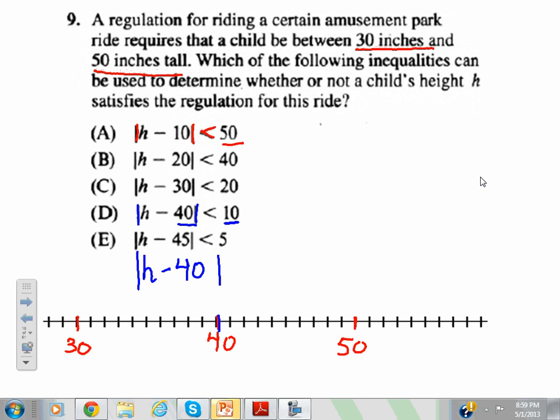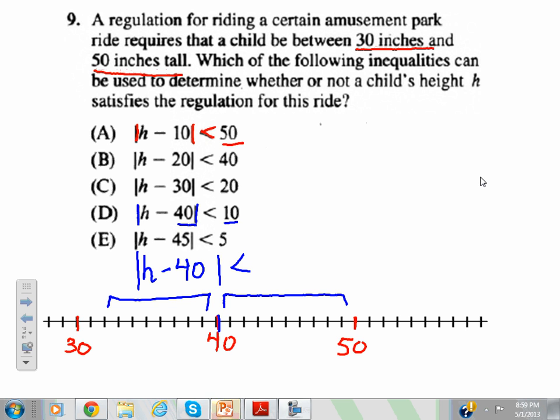And then you put an inequality sign that says less than. And there you just have the acceptable distance from that midpoint, 40. So this problem is telling us that the heights could be anywhere within 10 of 40. So that's why you have 10 here.